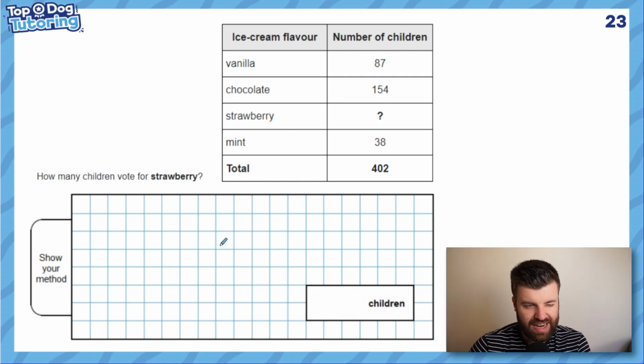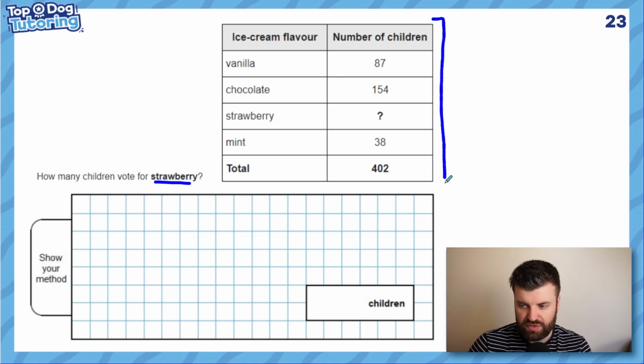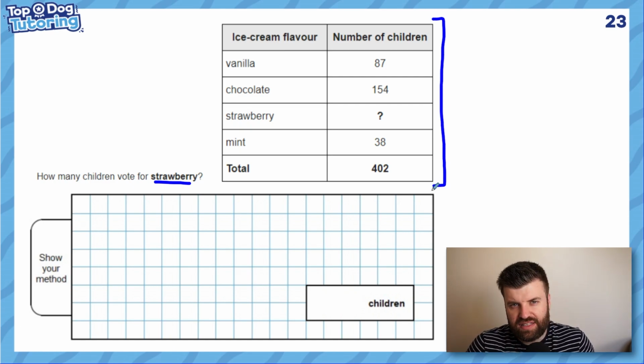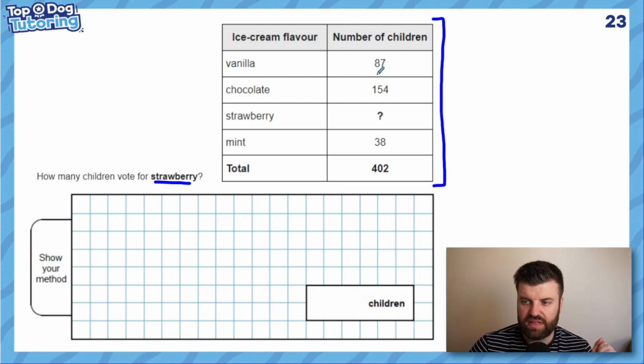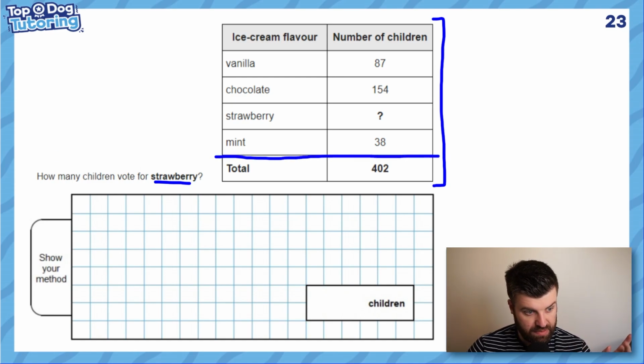Okay, now we're back into the realms that we've seen before where it says show your method. So we know we're going to have to do some working out here, okay? How many children vote for strawberry? This, again, a table, loads of questions in the SATs that are just shown in table form. Probably the most simple version of a statistical representation because we're just given the data. The ice cream flavour and the number of children. The only hint you've got to do for this one off me is the total is a separate number. That's really important. Have a go, see what you get.